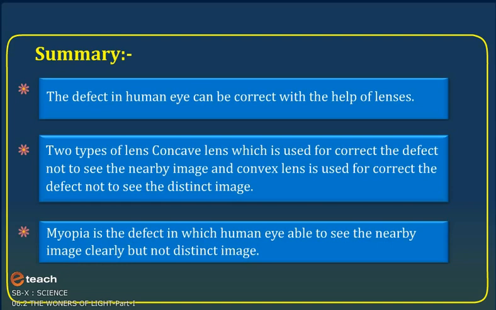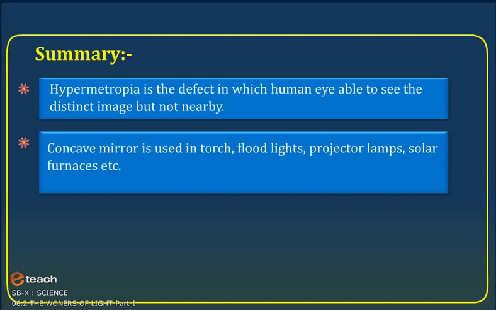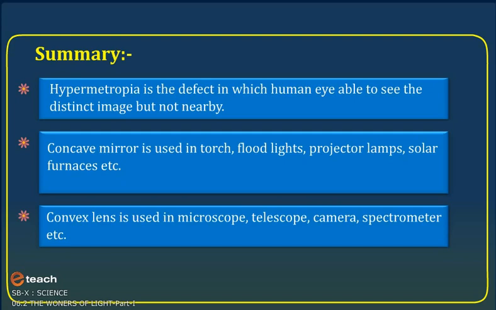3. Myopia is the defect in which human eye is able to see the nearby image clearly, but not distant image. 4. Hypermetropia is the defect in which human eye is able to see the distant image but not nearby. 5. Concave mirror is used in torch, floodlights, projector lamps, solar furnaces, etc. 6. Convex lens is used in microscope, telescope, camera, spectrometers, etc.